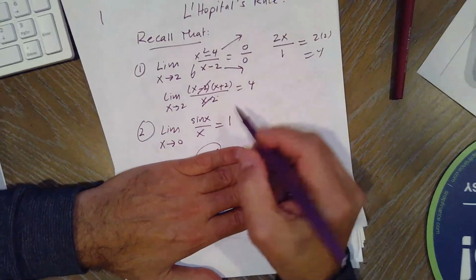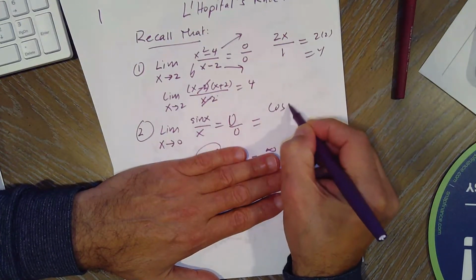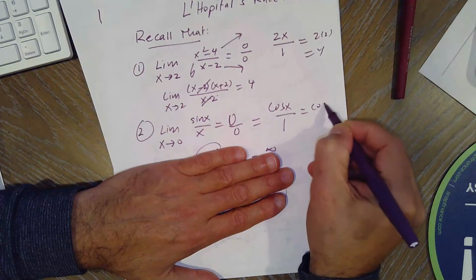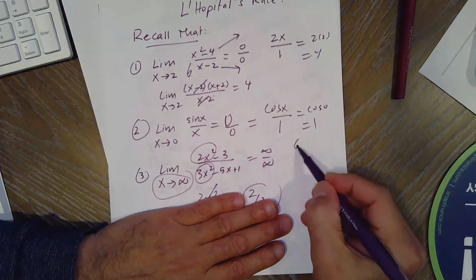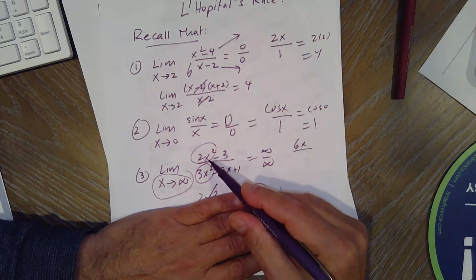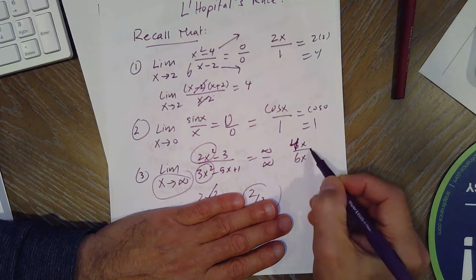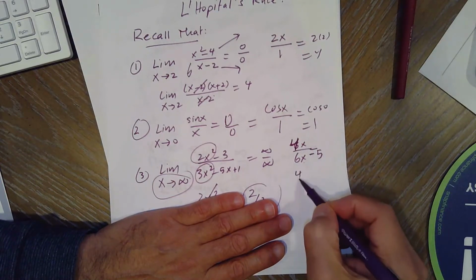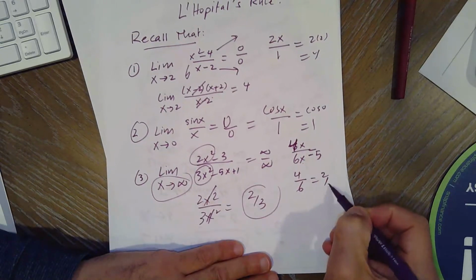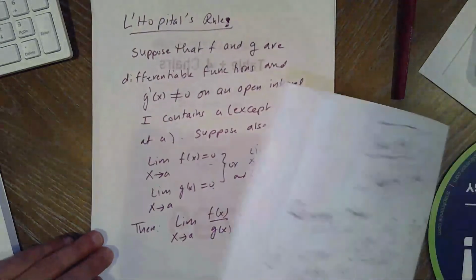Sine x over x. Again, this is 0 over 0. If you do the derivative, it's cosine x over 1, cosine 0, which is 1. Pretty neat, huh? Same thing here. It would be 4x over 6x minus 5, which is still infinity over infinity. We do derivative again. 4 over 6, which is 2/3, right there. Okay.